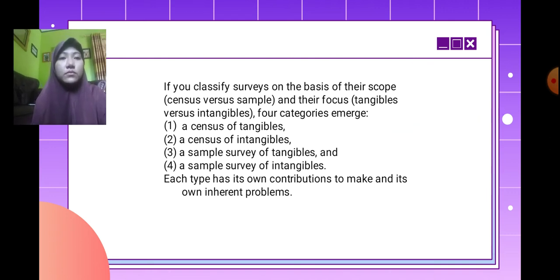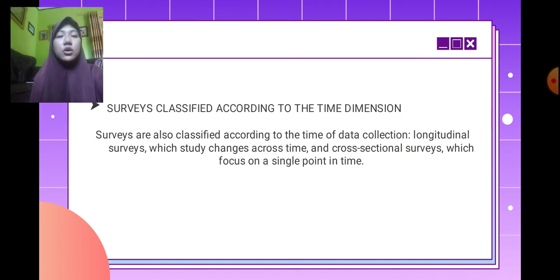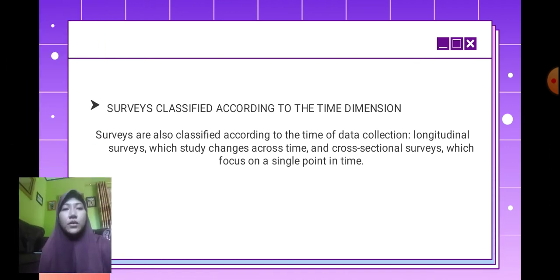Next, surveys classified according to the time dimension. Surveys are also classified according to the time of data collection: longitudinal surveys, which study change across time, and cross-sectional surveys, which focus on a single point in time.